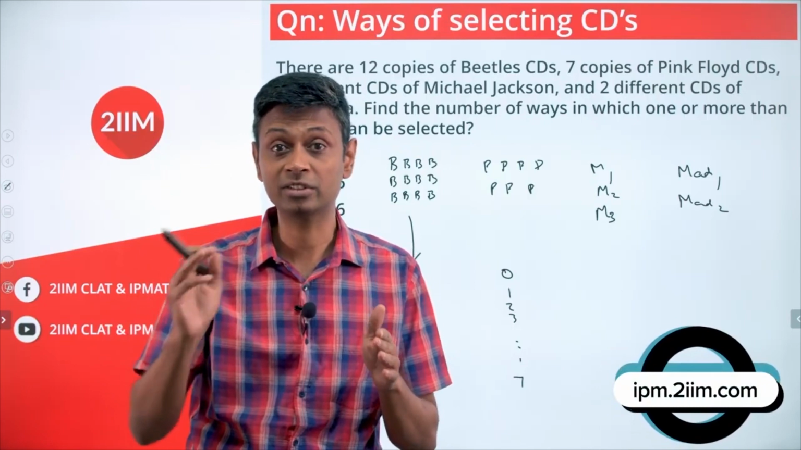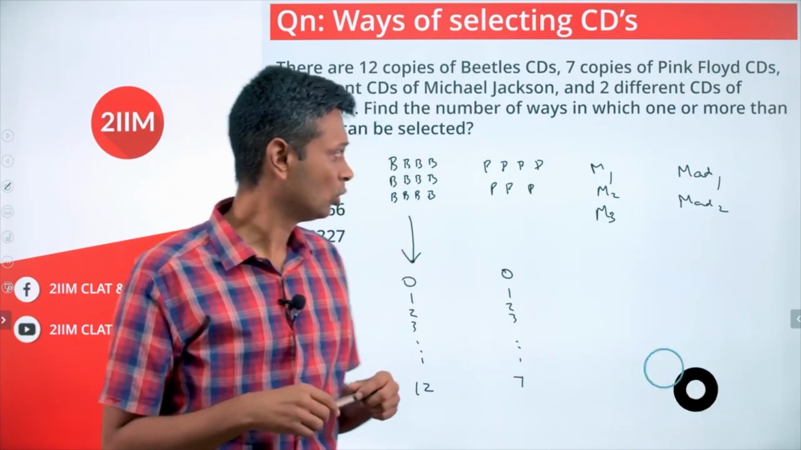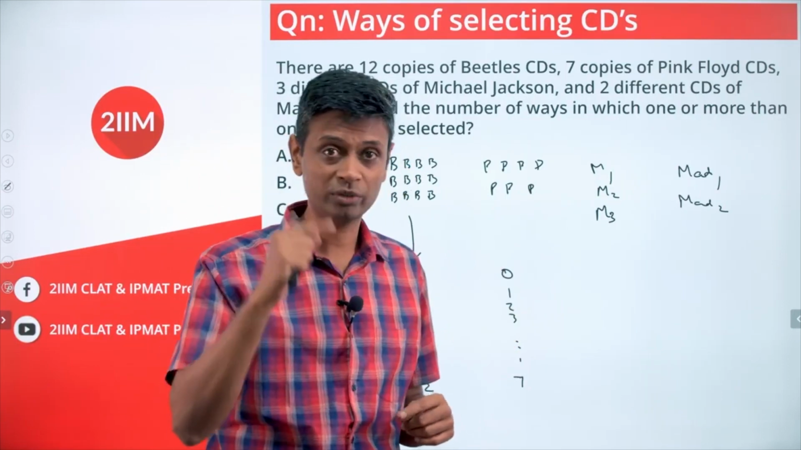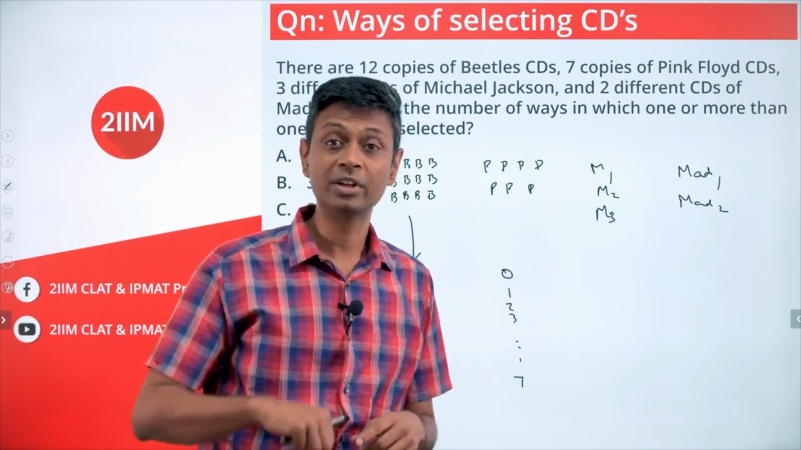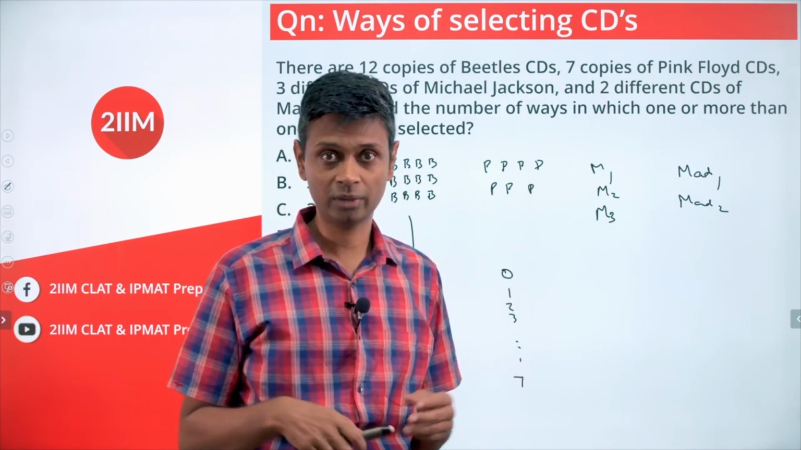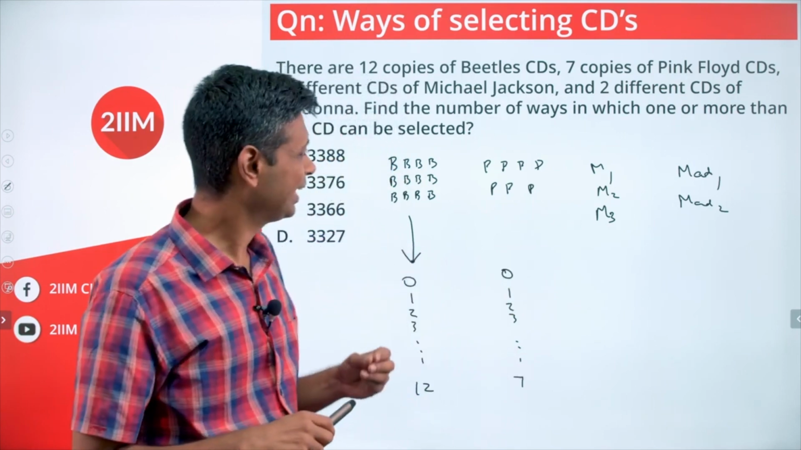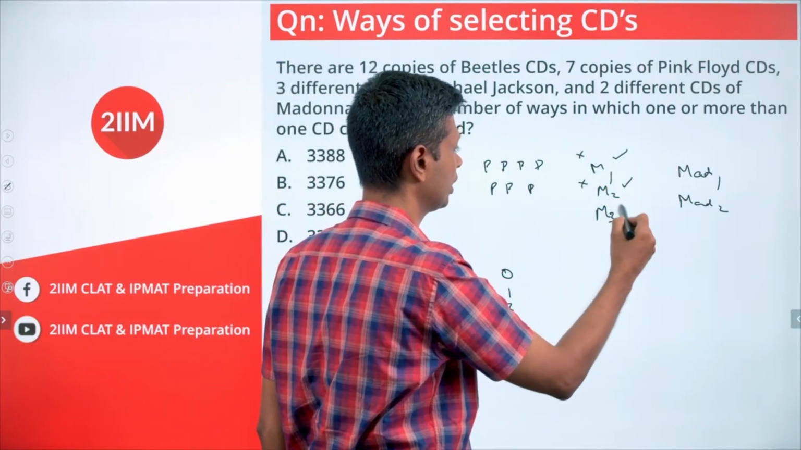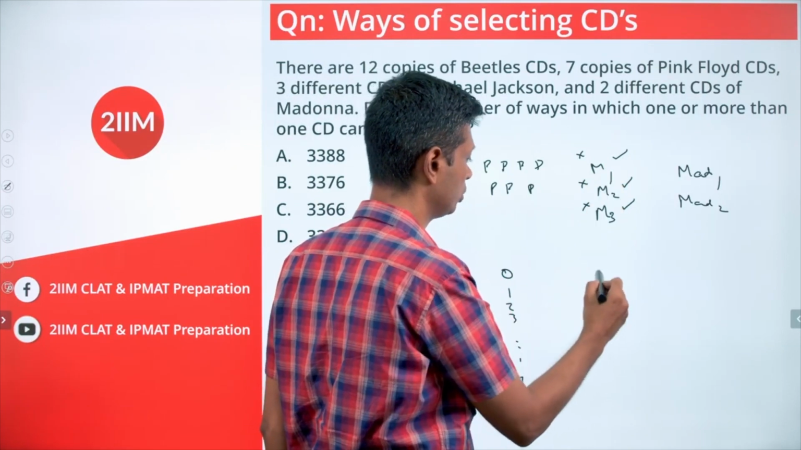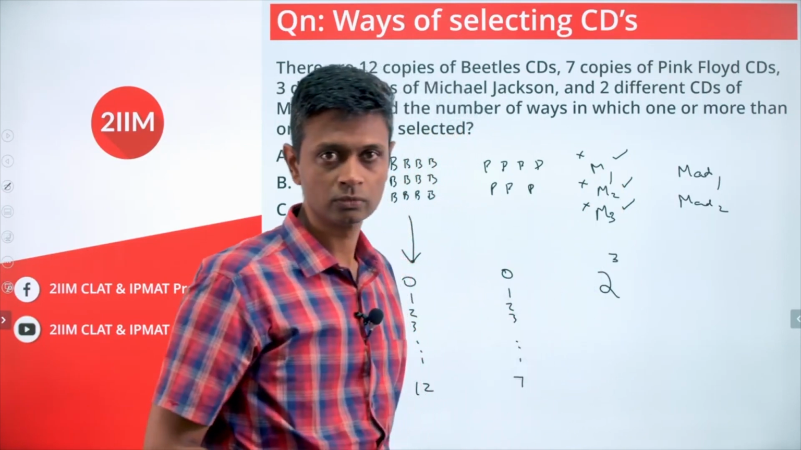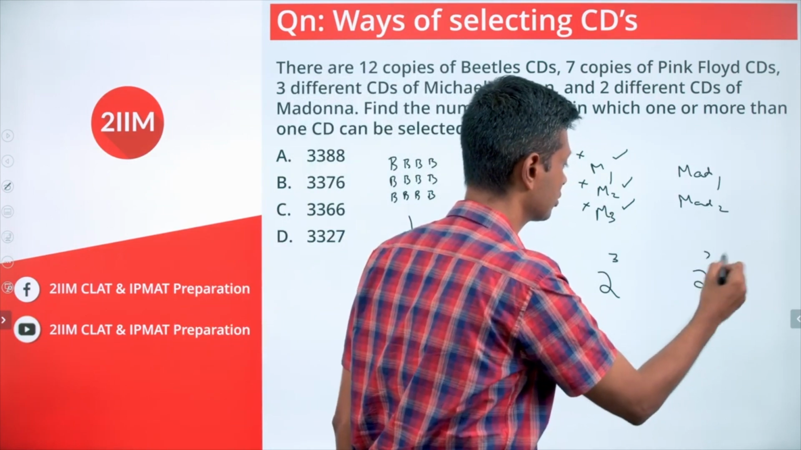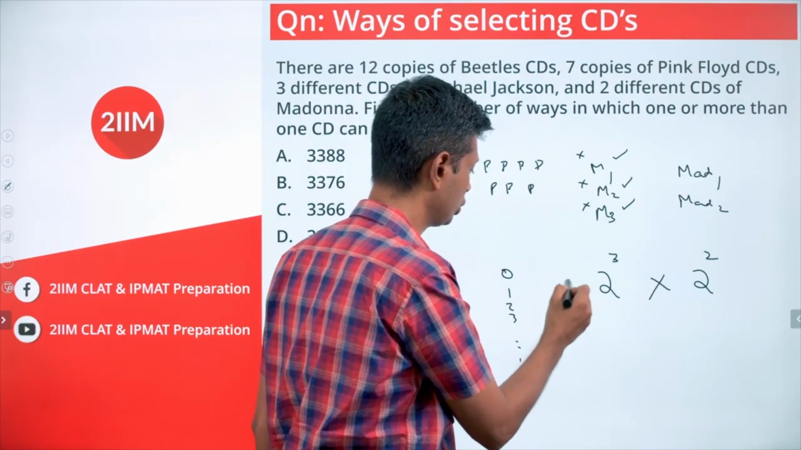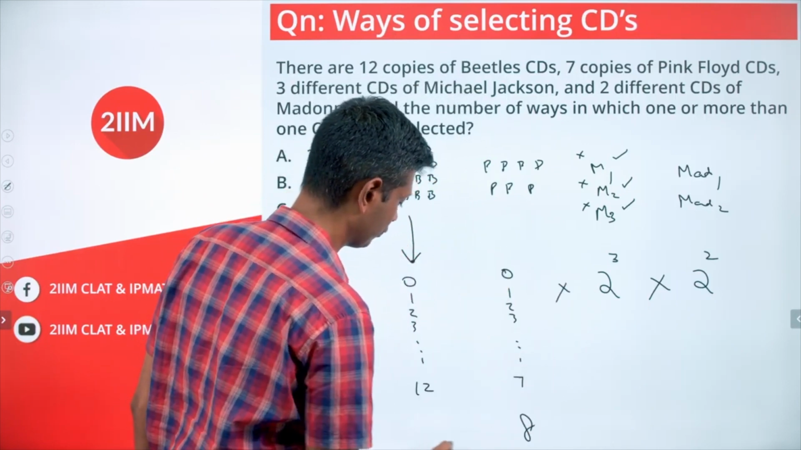What I'm selecting matters, not just how many I'm selecting. So I could select none of them, that is one selection, or I could select one of them, 3C1, 2 of them, 3C2, all 3 of them, 3C3. The other way of thinking about it: M1 is either in or out, M2 is in or out, M3 is in or out, 2 into 2 into 2, 2 cube. Here there are 2 square possible selections, or my total number of possible selection is 2 square into 2 cube into 8 into 13.